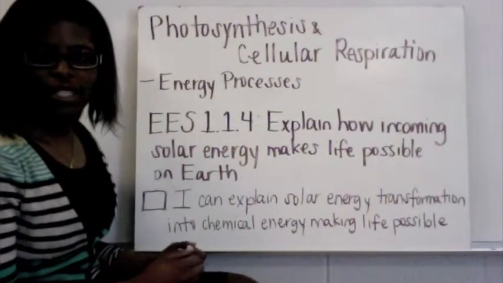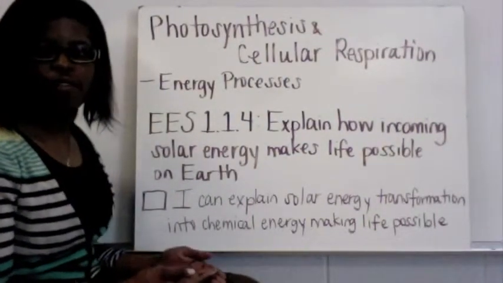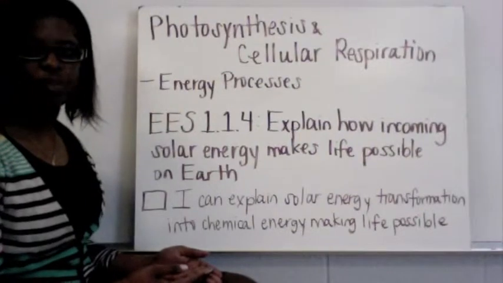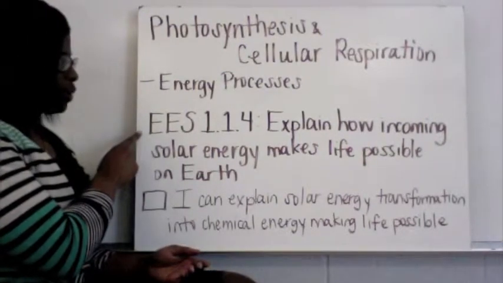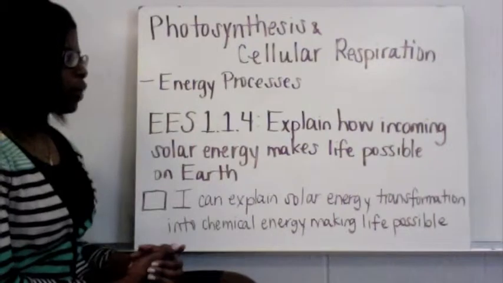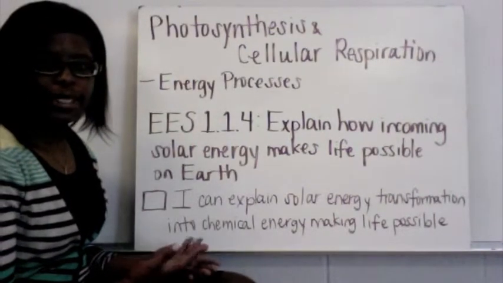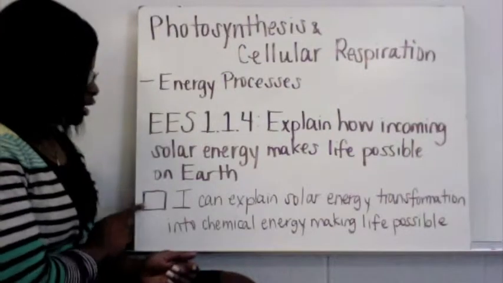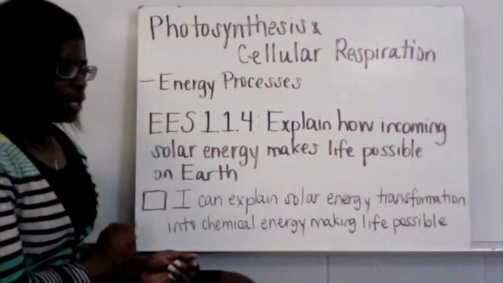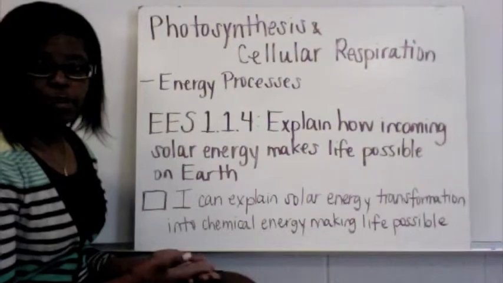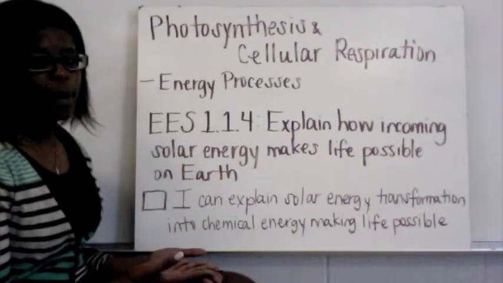So in this video, we're going to talk about the energy processes of photosynthesis and cellular respiration. So this is Earth and Environmental Science Objective 1.14: Explain how incoming solar energy makes life possible on Earth. So at the end of the video, you want to be able to explain how solar energy transformation into chemical energy makes life possible.